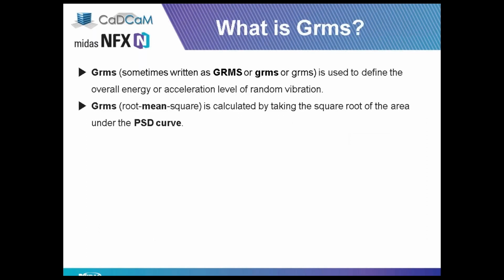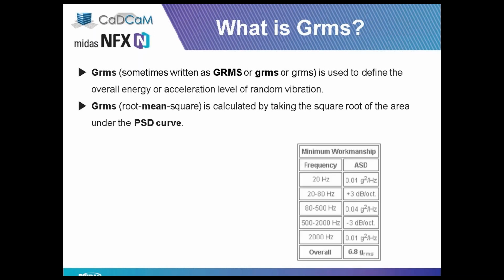What is GRMS? We have already spoken about it, but let's drill down on this issue. GRMS, sometimes written in capital letters or in small letters, is used to define the overall energy or acceleration level in random vibration. GRMS, root mean square, is calculated by taking the square root of the area under the PSD curve. So we have to do the integral or the sigma, and then get the root mean square under the curve.